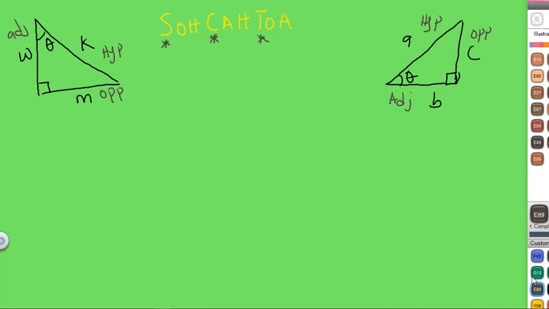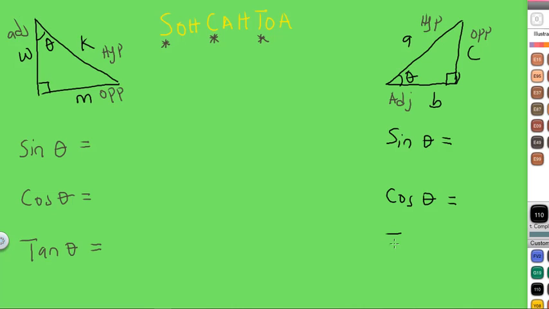So let's solve for the following trig ratios. Sine theta here, cos theta, and tan theta. Let's also solve for the same over here: sine theta, cos theta, and tan theta.